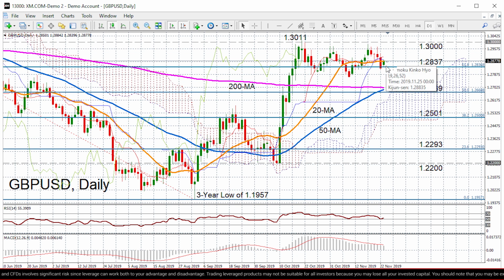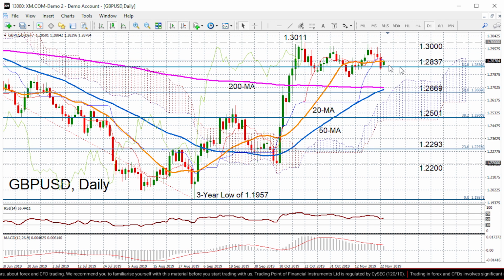If it does reverse lower and slips below the 61.8% Fibonacci, we've got a potential strong support area around 1.27, which is where the 200-day moving average is about to intersect the 50-day one, and then breaking that support region as well would send prices back inside the Ichimoku cloud, and that would erase the current bullish structure for pound dollar. And below that, further down, the next level to come into focus would be the 1.25 handle.